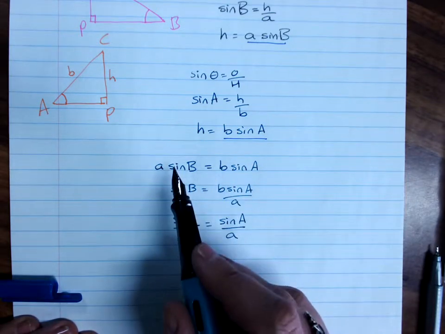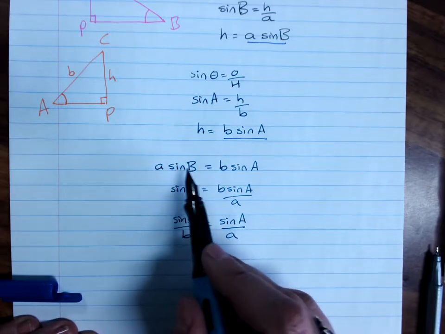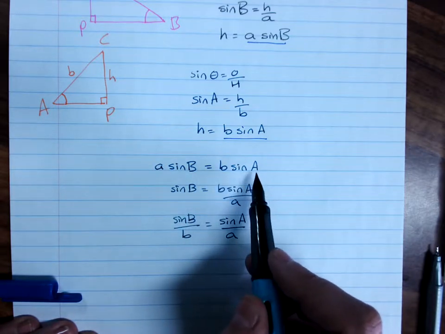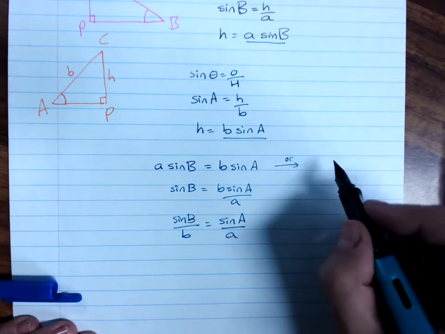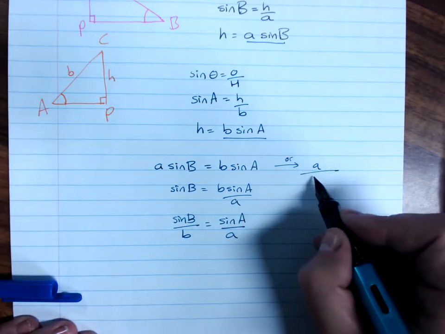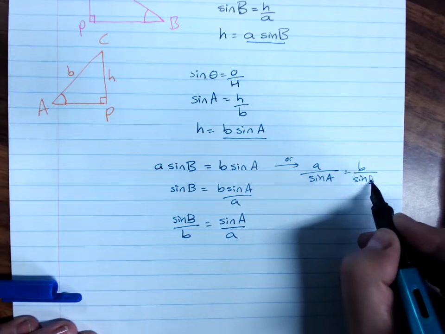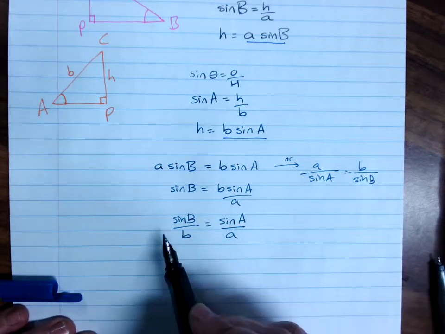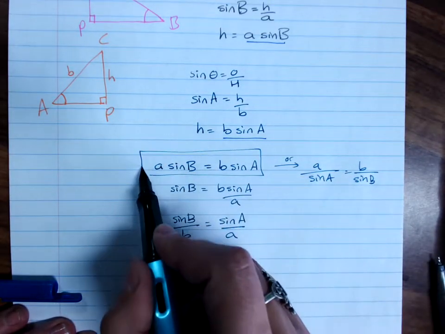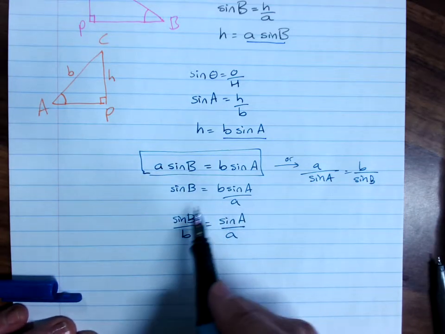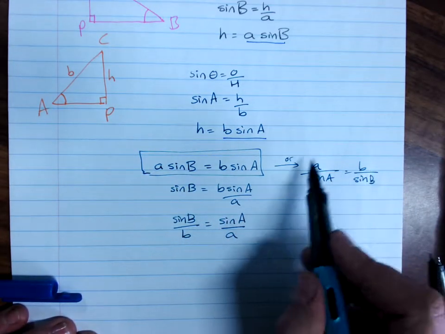Up here instead, I could have divided both sides by sine B and both sides by sine A to get A on sine A equals B on sine B. So these are totally equivalent. They both come from this, which is why we can choose to use this one for finding an angle and this one for finding a side.